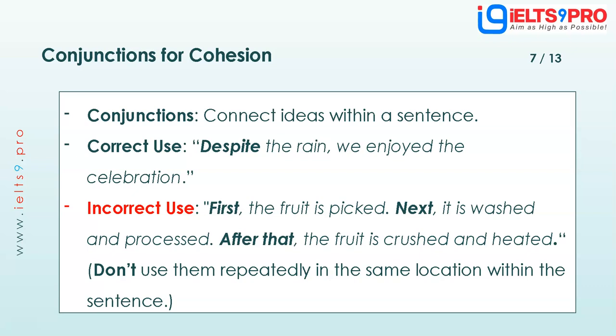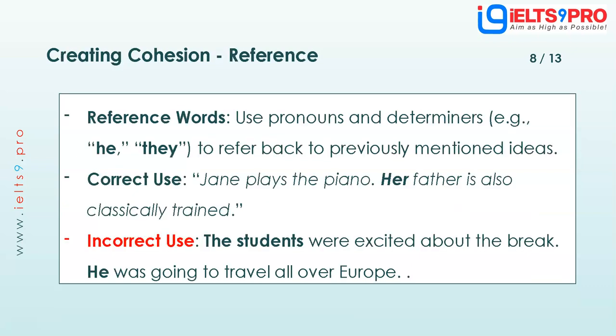Conjunctions, connecting ideas within a sentence. Despite the rain, we enjoyed the celebration. Incorrect: first it's picked, next it's washed, after that... Alright? If you use them in the same location within the sentence every time, so you've got 3 short sentences here where you could use them correctly, you could do this in one single sentence. Right? So if you've got 2 simplistic sentences and they're using the same location, that doesn't work either.